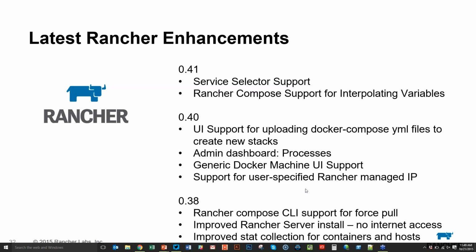And the last feature, in 0.41 we added support for selectors, and I'll demo that because it's more of an advanced feature, but it's really powerful. And then Rancher Compose support for interpolating variables. What that means is in the Docker Compose file, you can put what looks like a shell variable, and then we'll replace it with the value either from the current environment or from an answer file. Essentially, this is a feature that's going into Docker Compose 1.5, which will be released shortly. But we backported that feature into Rancher Compose through Libcompose.